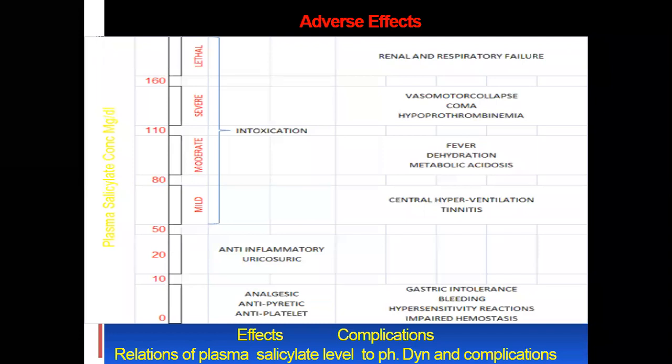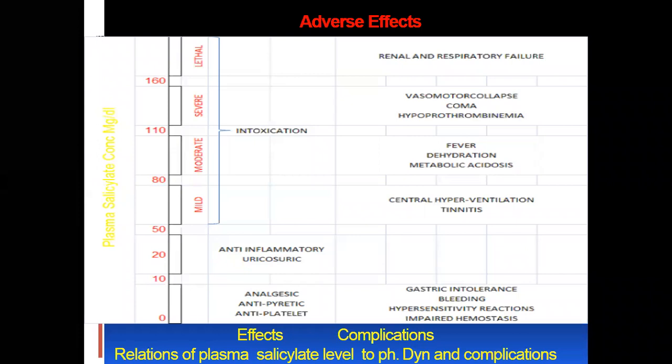After that, among the 50 and above, there are various lethal effects which occur, which may be mild, moderate, severe, and lethal intoxication. Central hyperventilation or tinnitus occurs when a mild toxic reaction occurs. Then fever, dehydration, metabolic acidosis occur at moderate level, and vasomotor collapse, coma, hypoprothrombinemia when severe reactions occur, and at last renal and respiratory failure can occur.